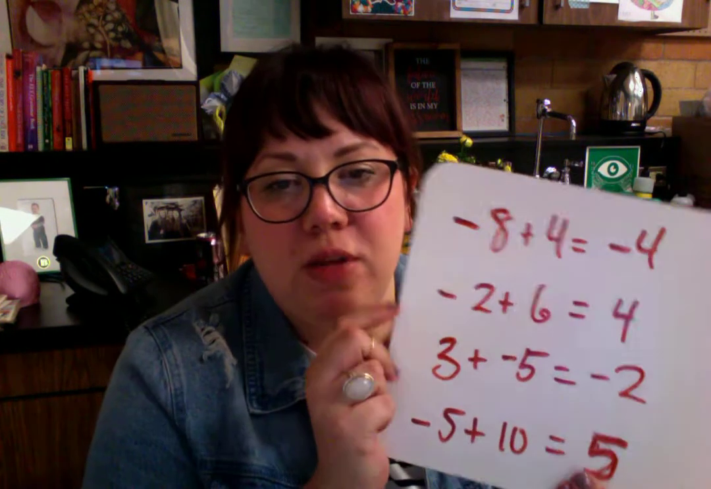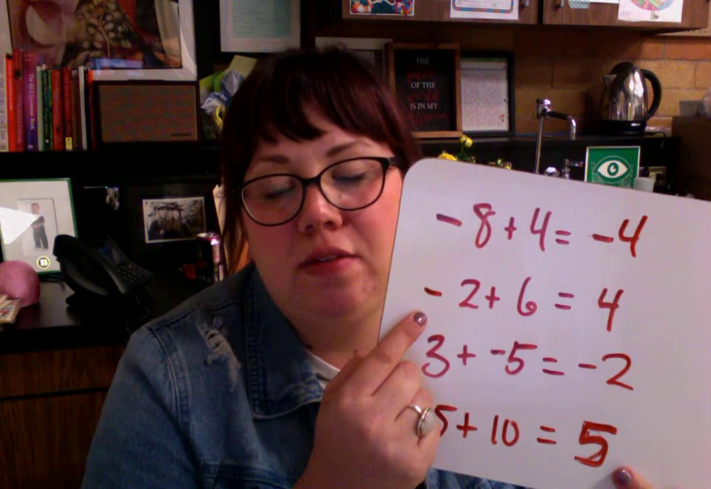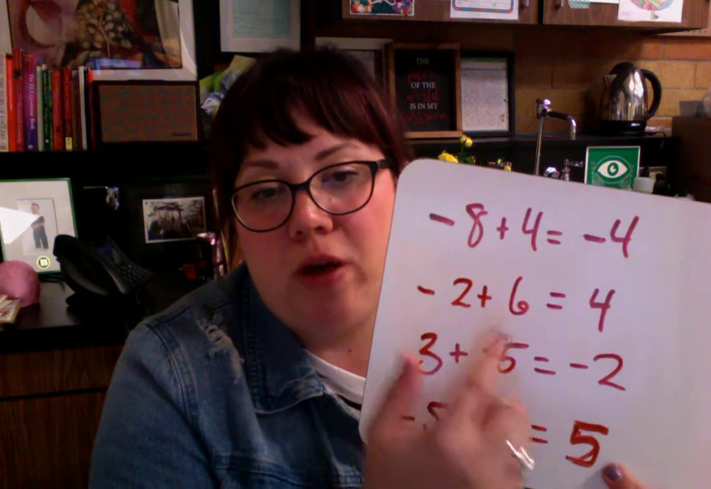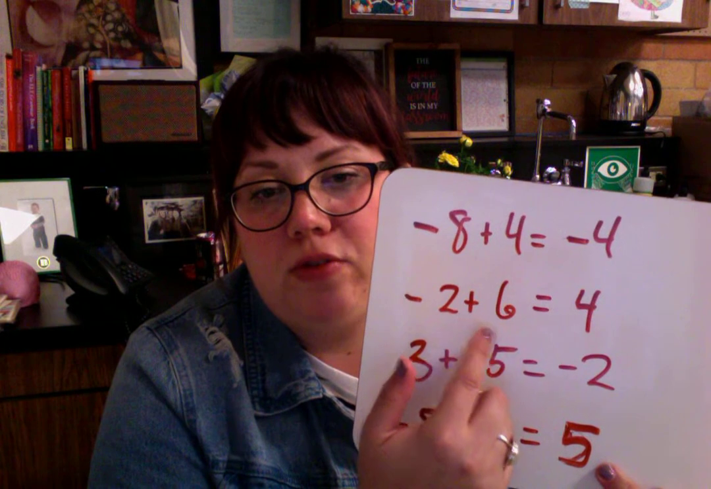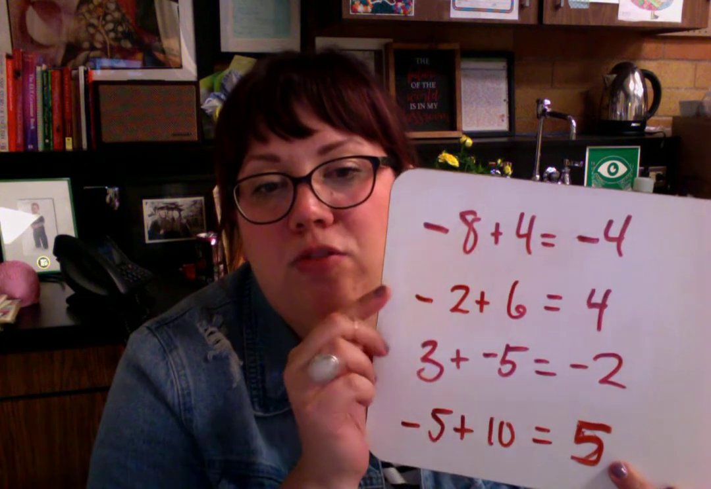I'm not sure I explained that very well. Let me try down here. So -2 plus 6. I see that there's going to be positives left over when I do my zero pairs, so the answer is going to be positive, and I do 6 minus 2 is 4, so the answer is positive 4.